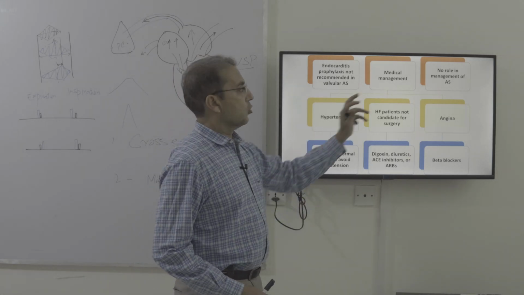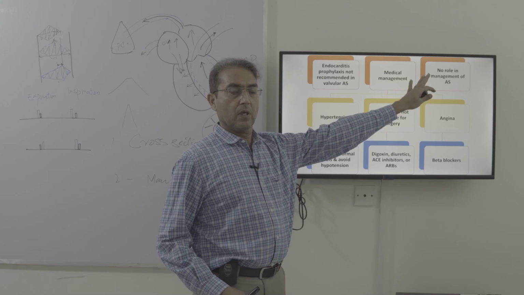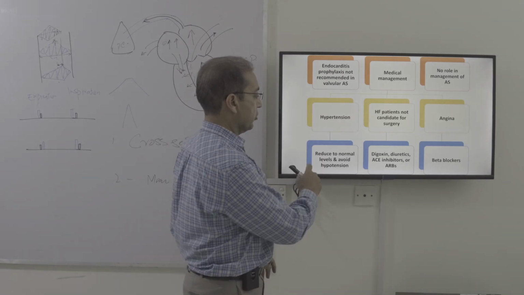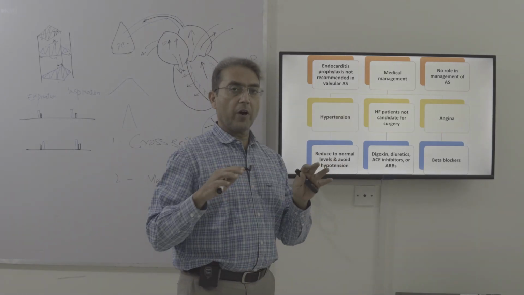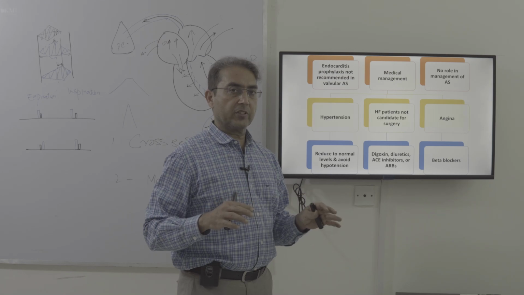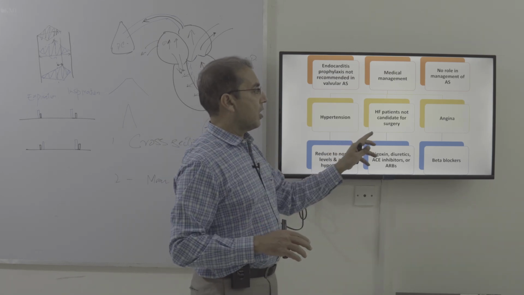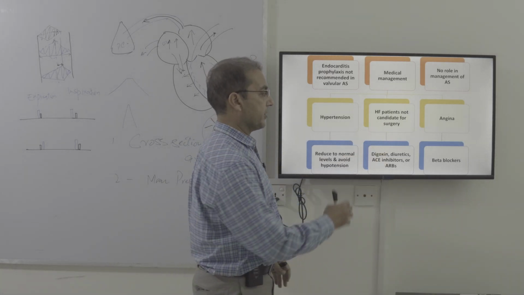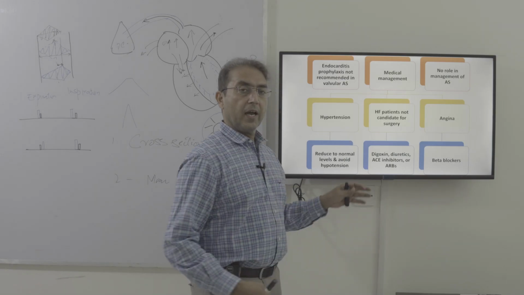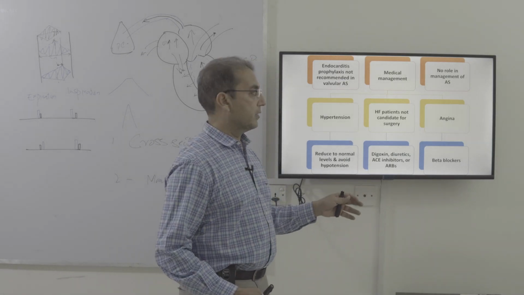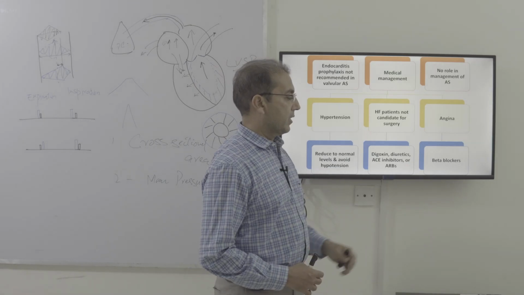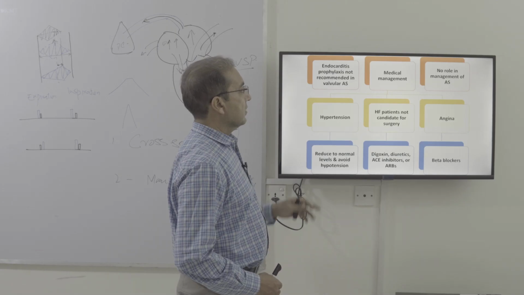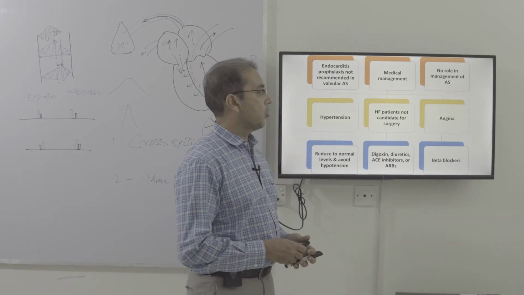Medical management. There is no role of medical management in aortic stenosis itself. Now, what we can do, we see if the patient is hypertensive, the blood pressure should be reduced to normal levels. Avoid hypotension, that causes devastation in these patients. Patients who've got heart failure and those who are not candidates for surgery, we can go for conservative medical management, like the patient can be put on digoxin, diuretics, and vasodilators like ACE inhibitors or ARBs. Similarly, for the patient who complains of angina, beta blockers can be used to control the angina. Endocarditis prophylaxis is not routinely recommended in patients who've got aortic stenosis.